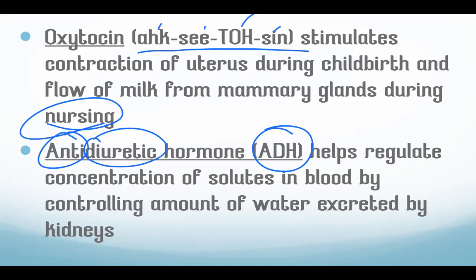The effect of ADH is that it helps to regulate the concentration of solutes in the blood by controlling the amount of water excreted by the kidneys. And of course, the kidneys are the organ that produce urine. So that's where the name antidiuretic comes from.